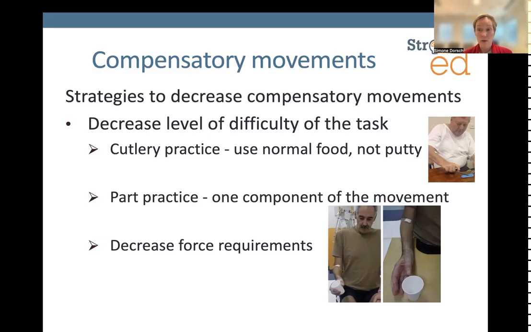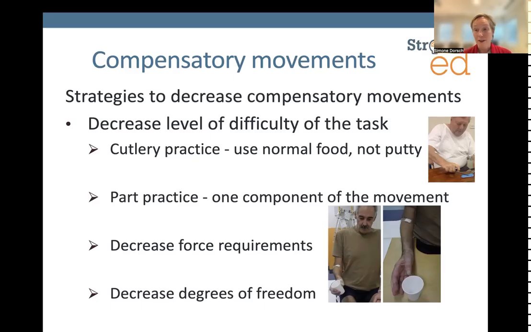So again, when we saw Tony transporting his arm forward, just practicing the transport requirement, he still had some compensatory movements because he was being asked to reach higher than what he could manage to reach with his lack of strength at the shoulder. So decrease the force requirements so that somebody can achieve the task without so much excessive muscle activity that ends up being compensatory movements.